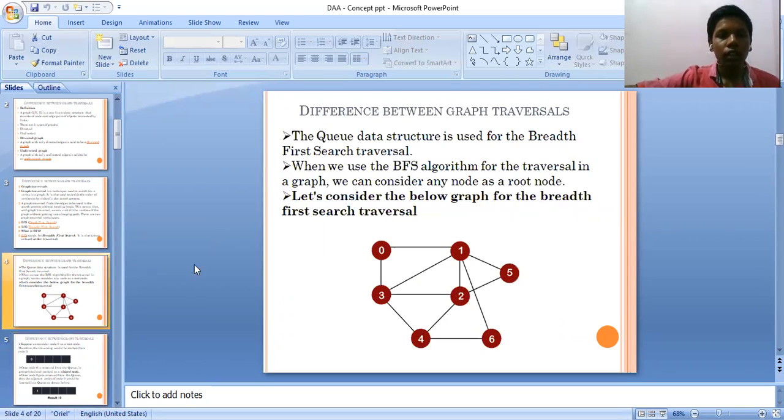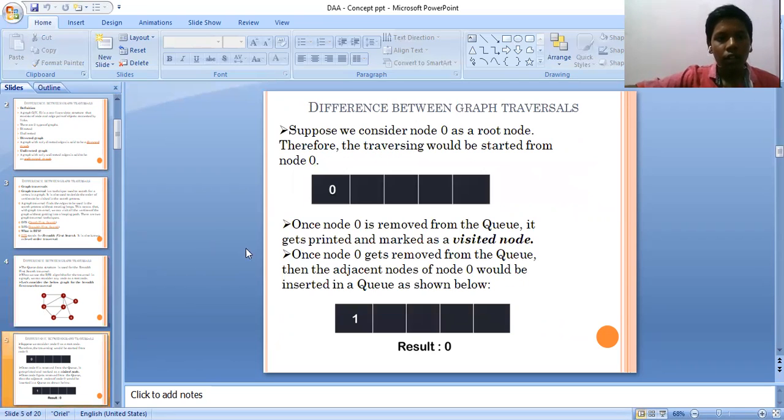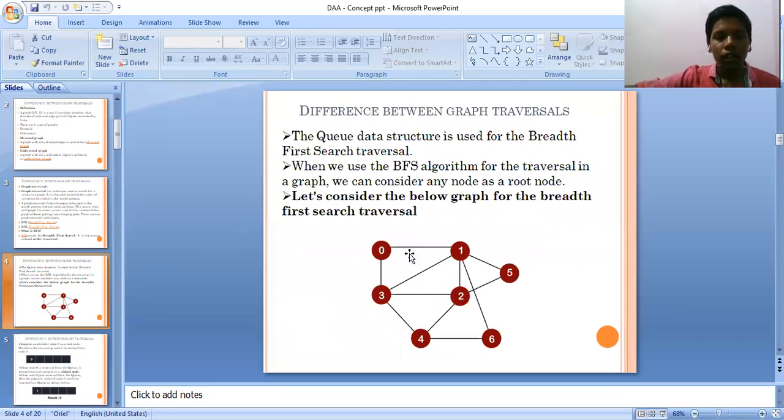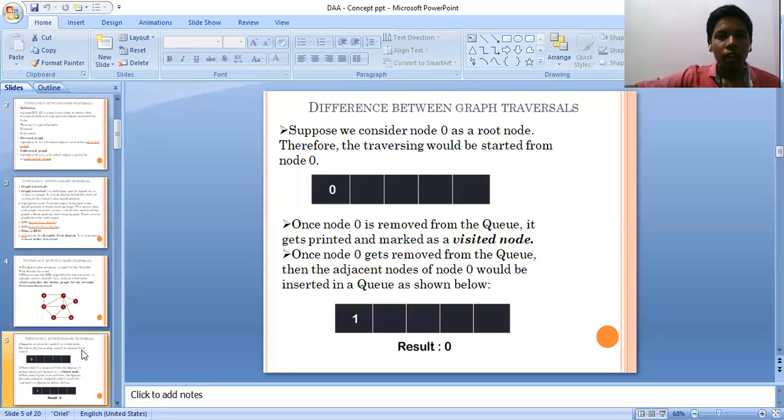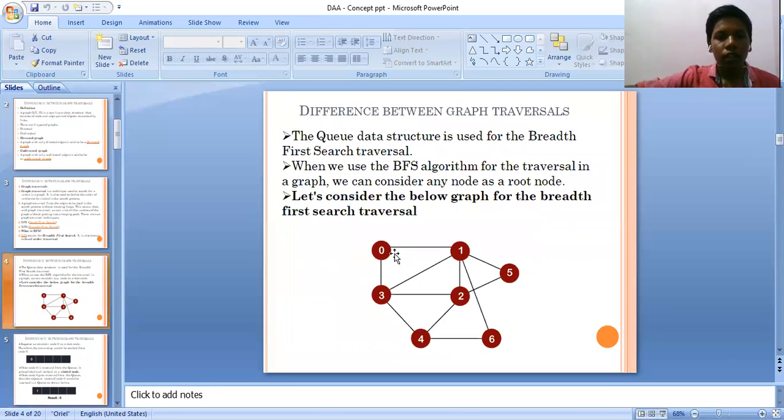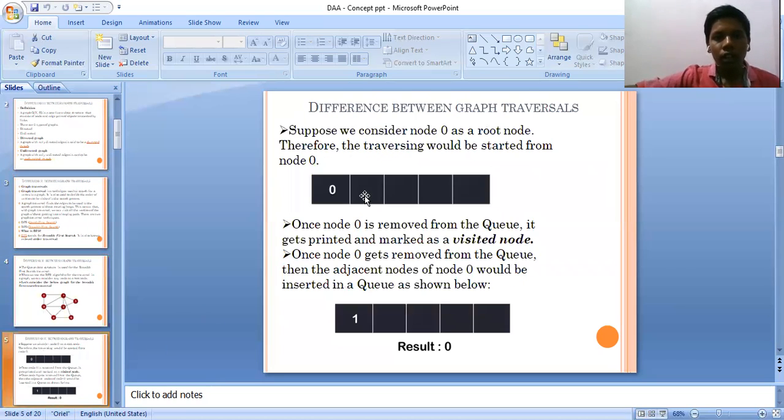Suppose we consider node 0 as a root node. Therefore, the traversing would start from node 0. In the given graph, we consider 0 as a root node and traverse from this vertex to all of the vertices.